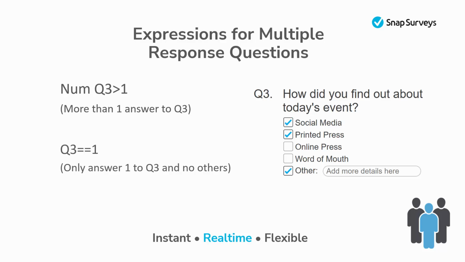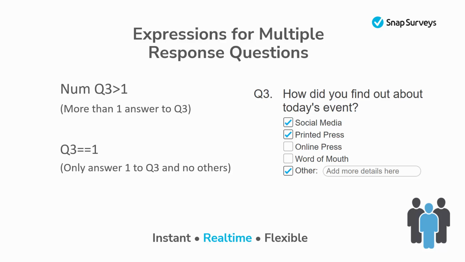It may also be useful to identify respondents who selected one specific response to a multiple response question. Q3 equals 1 identifies those who exclusively chose social media as their response and nothing else. So many people would have chosen social media as well as a few other options, but Q3 equals 1 is the people who chose social media and nothing else.